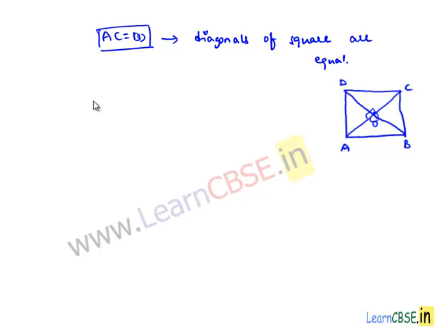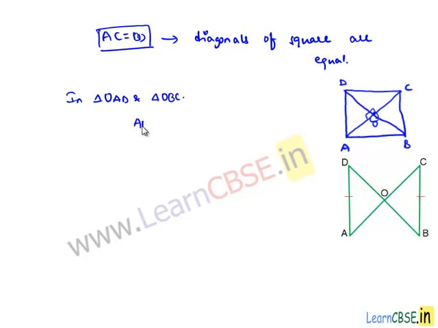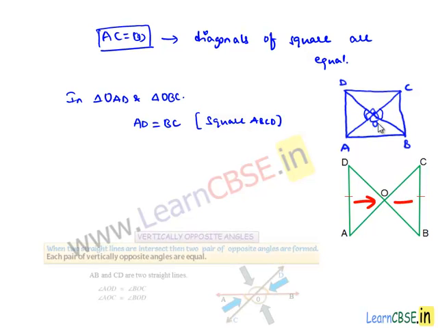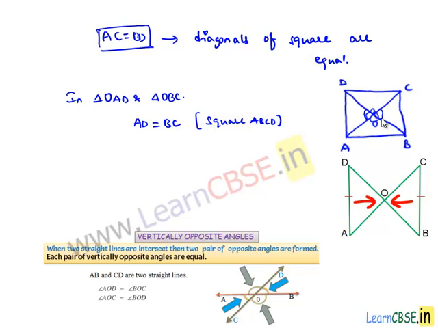Now let us consider two triangles, that is triangle OAD and triangle OBC. In this, AD is equal to BC as all the sides of square are equal. Secondly, we can say that angle AOD and angle BOC are equal since they are vertically opposite angles about point O.